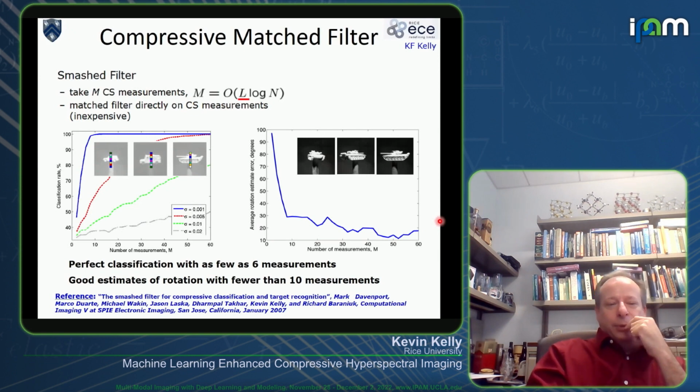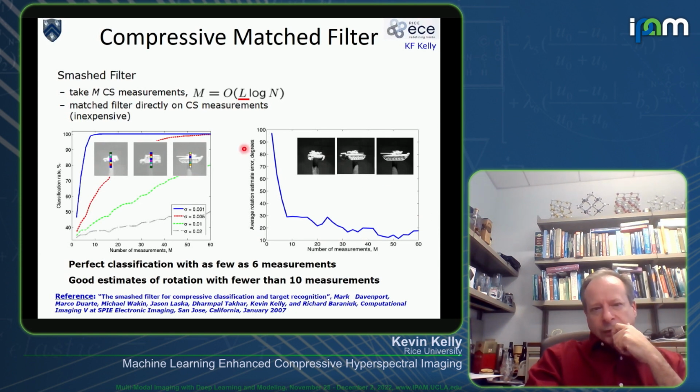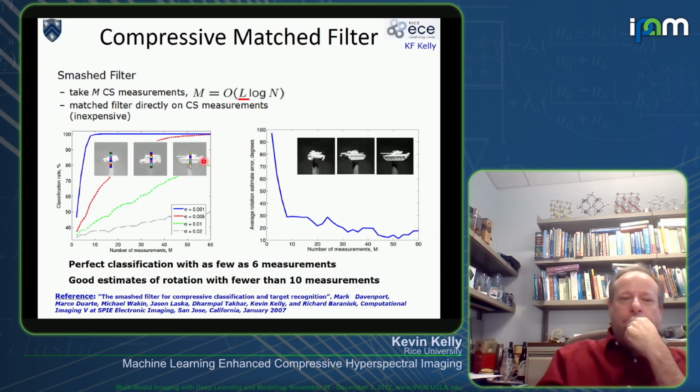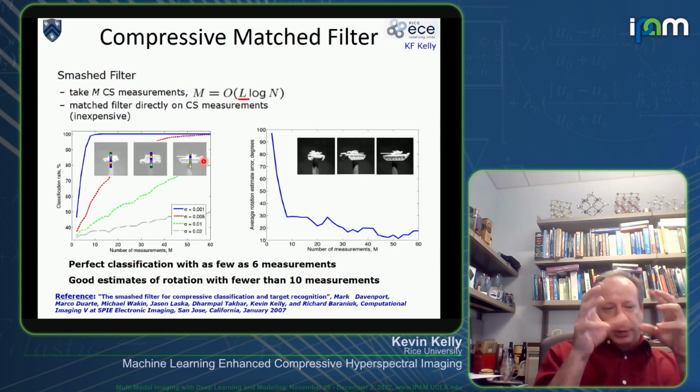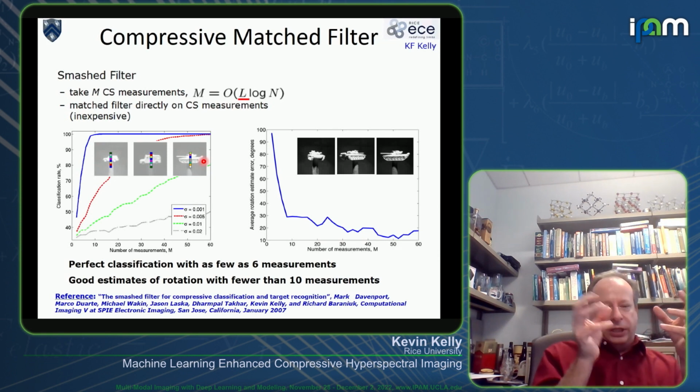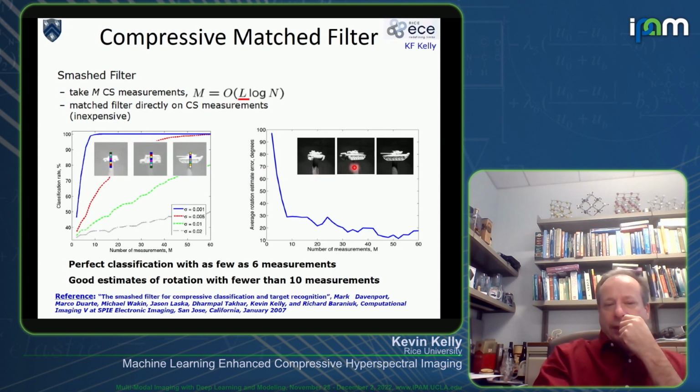One of the very first things we did with Rich was the compressive matched filter, what we call the smash filter. In this system, we had a toy car, a toy bus, and a toy tank. We took a bunch of random measurements of them in different positions, and we learned which vehicles were which after 10 or 20 or 30 measurements. You can see that as soon as you do 5 or 10 measurements, you can classify these vehicles very accurately, and you can even classify which way they're oriented.